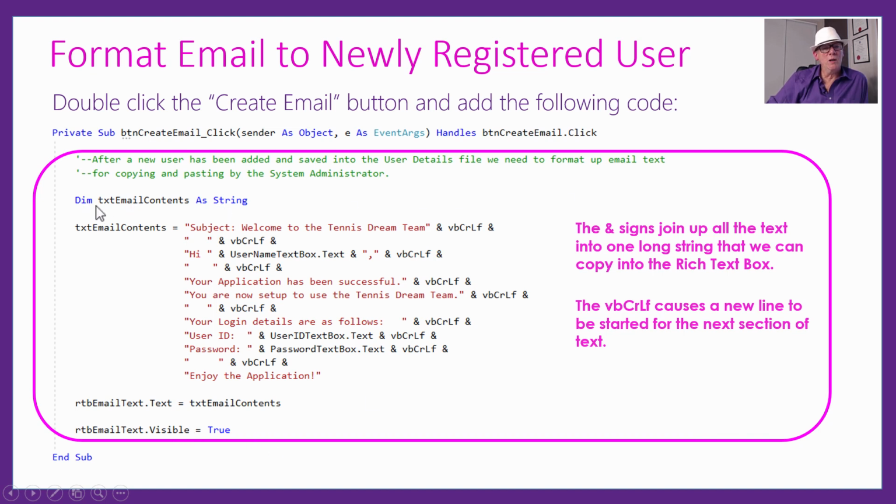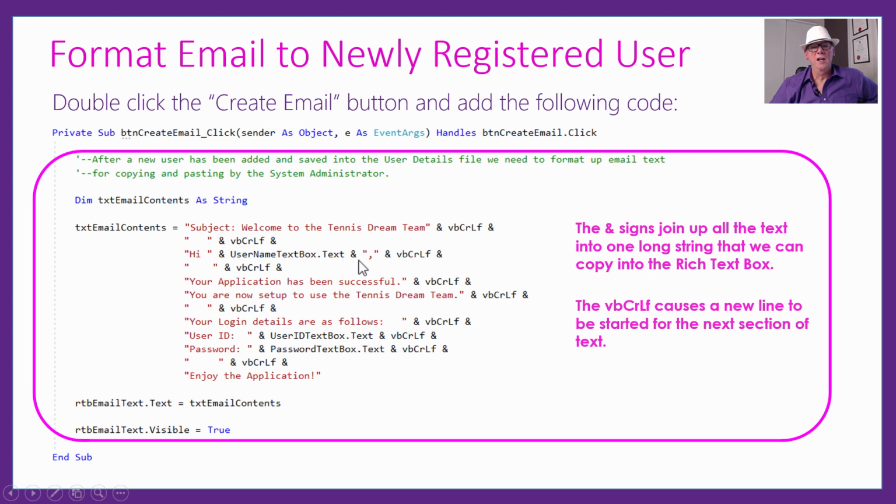But what we do is we just make a text email content string, and we're going to format everything up. So we'll just have a subject. They can copy and paste out for the subject. We want a blank line, so just some spaces. VB carriage return line feed just makes a new line. On this line, it's going to say hi with a space. Then we can get the username off the form, whoever it is, out of that text box on the form.